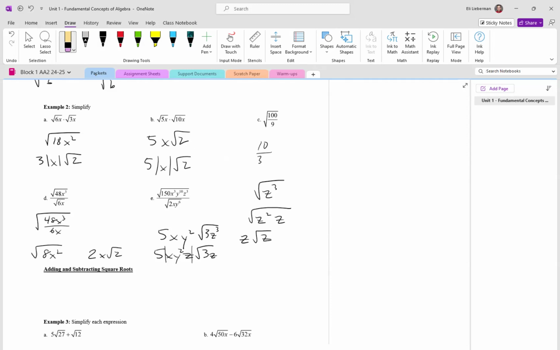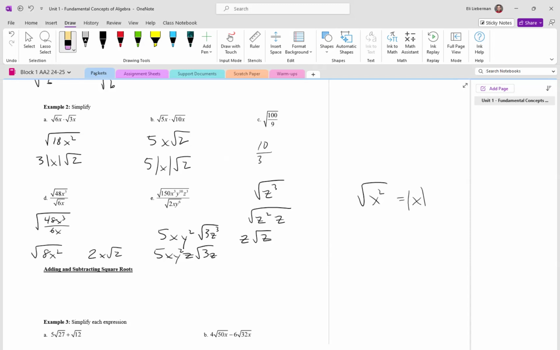Will you be looking for absolute values? Good question. I'm looking for correctness. As long as it's correct, you're good. If this is a question on the quiz and you write x, is that correct? It could be, but x could be negative. So in this case, we'd have to put the absolute value around it.